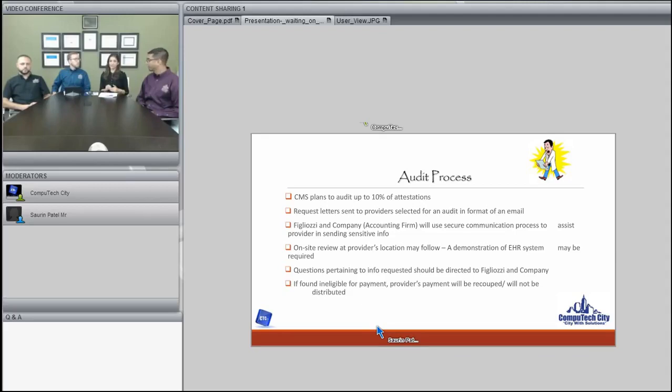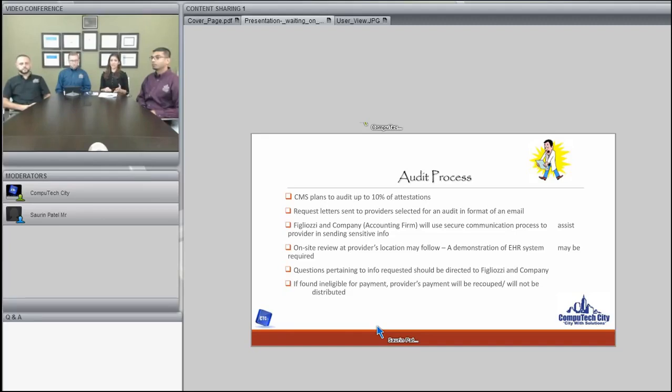They're going to be very, very strict on what they need. If they request documentation from you, it's exactly as written, so you would have to submit as they request. I've never seen this, but I do know that on-site reviewers may follow the audit if your documentation is not sufficient. So always make sure whatever you submit in the first phase has everything they need. Otherwise, you'll have someone knocking on your door asking you to demonstrate everything in your EHR system.